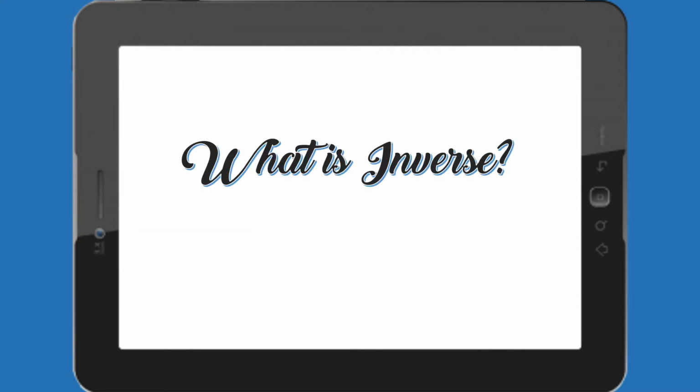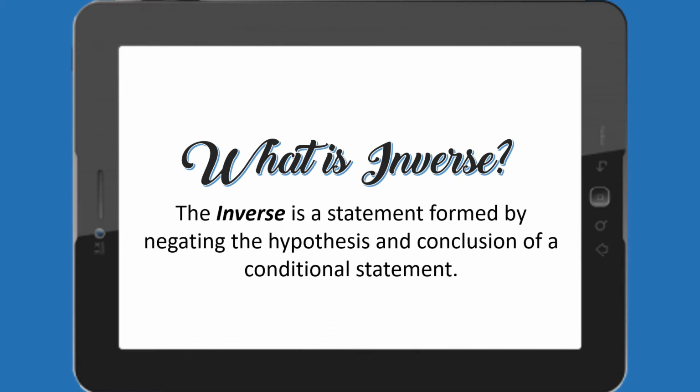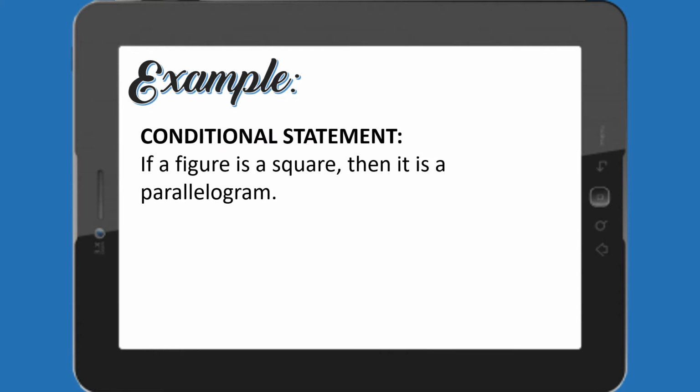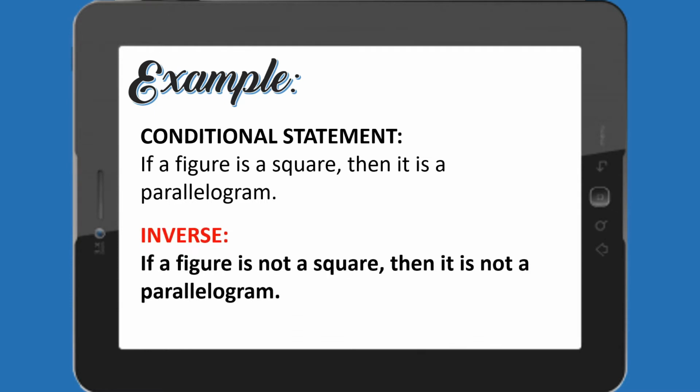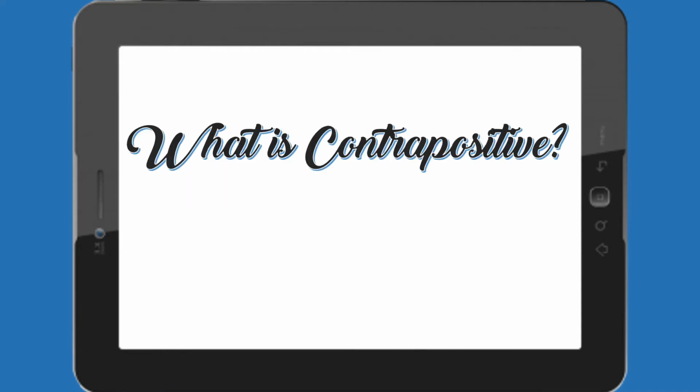What is inverse? Very good. Inverse is a statement formed by negating the hypothesis and conclusion of a conditional statement. Let's have an example. If a figure is a square, then it is a parallelogram. So what will be our inverse in this conditional statement? Very good. The inverse of this conditional statement will be, if a figure is not a square, then it is not a parallelogram. Let's have the last question.